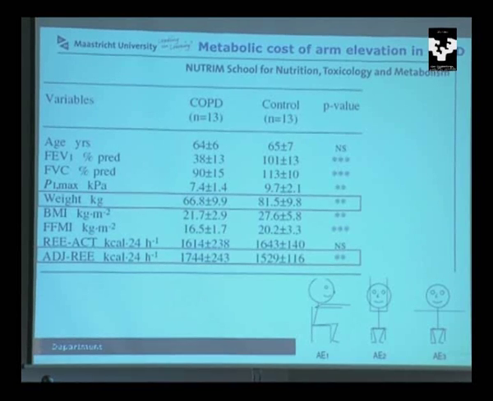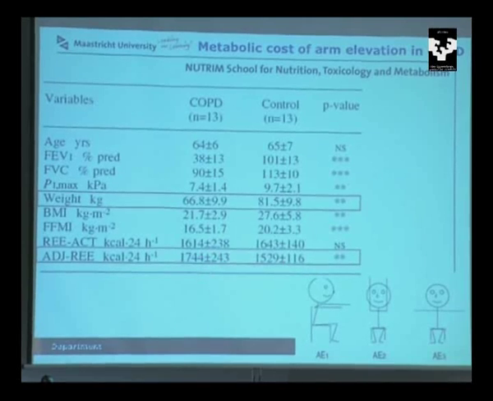so they are losing a lot of muscle mass. And if you look at their fat-free mass adjusted resting energy expenditure, then you see that they are a lot higher than the controls. So the disease itself, being at rest, causes a major increase in their energy requirements.